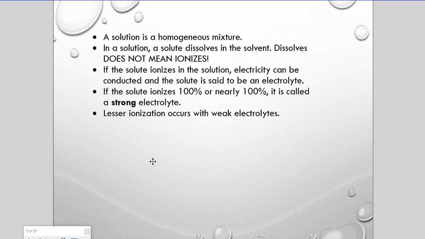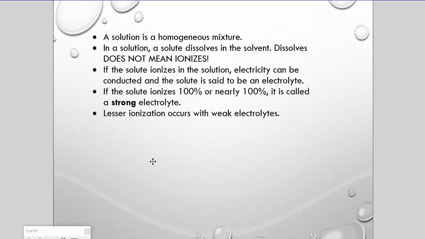Solutions are homogeneous mixtures. You should discern one phase. In a solution, the solute dissolves in the solvent. Just because something dissolved does not mean it ionizes. It should be ionic to ionize. If the solute ionizes in the solution, electricity can be conducted, and the solute is said to be an electrolyte.